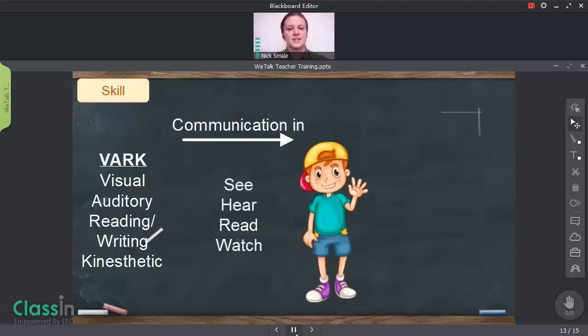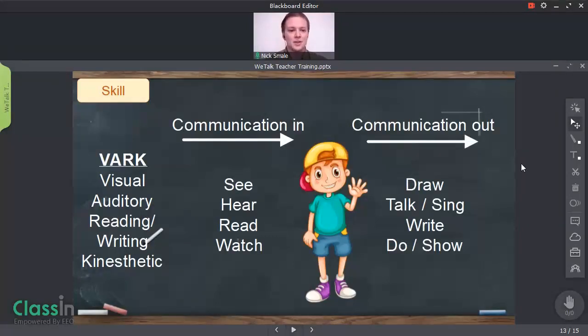This brings us into how we communicate. Using the traditional VARK system, that stands for visual, auditory, reading and writing, and kinesthetic, we can talk about how we communicate. Communication comes into our brains by seeing, hearing, reading, and watching, and communication comes out from our brains by drawing, talking, writing, or doing.